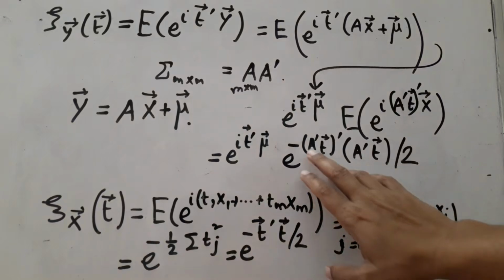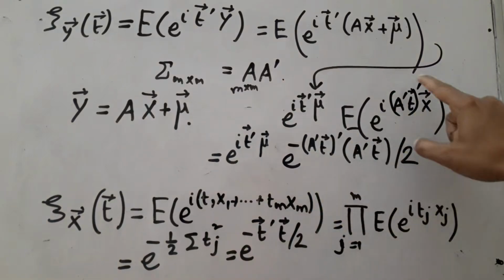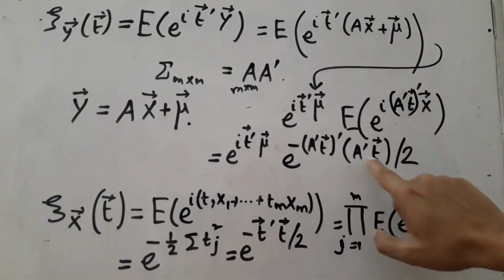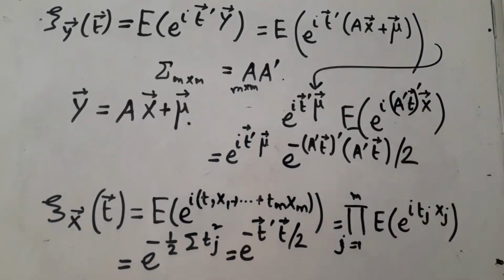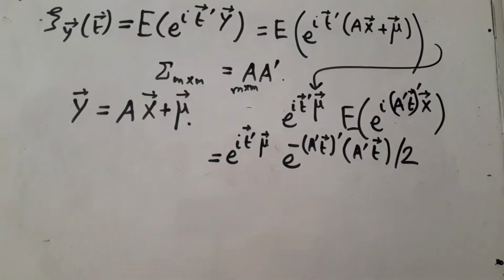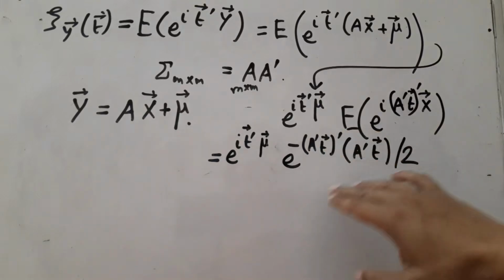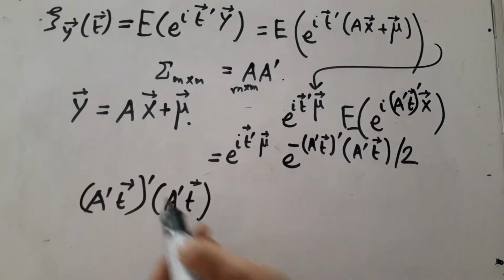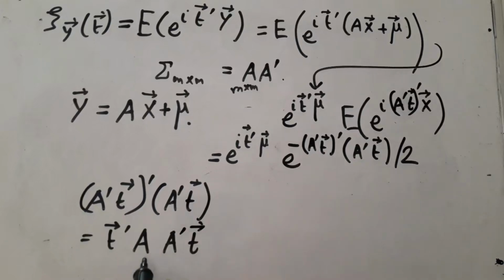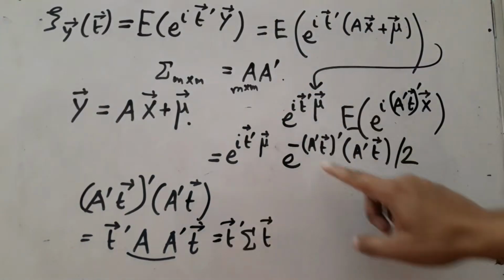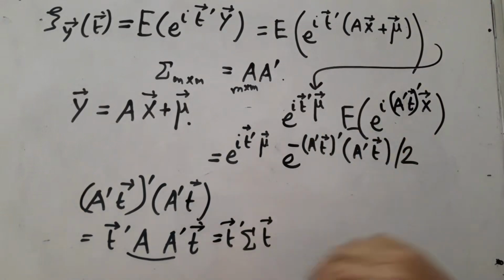E to the power minus (a transpose t) transpose times (a transpose t) by 2. Now let me just manipulate this a little bit. Once I take the transpose inside, I shall get t transpose a, so this is a transpose transpose, and this a transpose t is as before. So you see, I am getting a a transpose, which you remember is nothing but sigma. So this thing just becomes t prime sigma t.